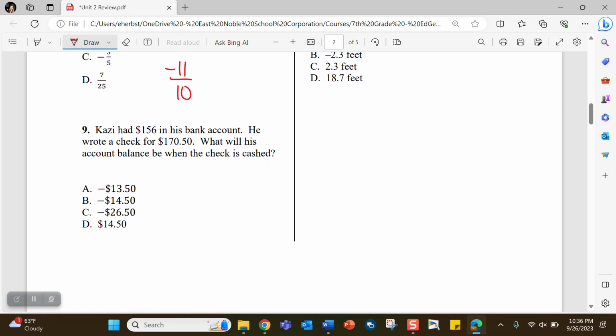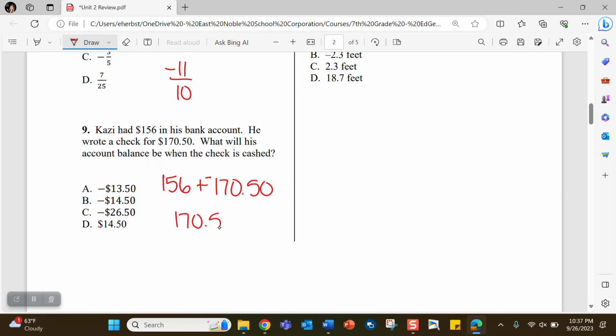Number 9 says Kazi had $156 in his bank account. He wrote a check for $170.50. What will his account balance be when the check is cashed? So the 156 is positive, and when you write checks, that's like taking money out of the bank or subtracting. I'm going to go ahead and change this to adding the opposite. So now I have two numbers with opposite signs. I need to subtract them.